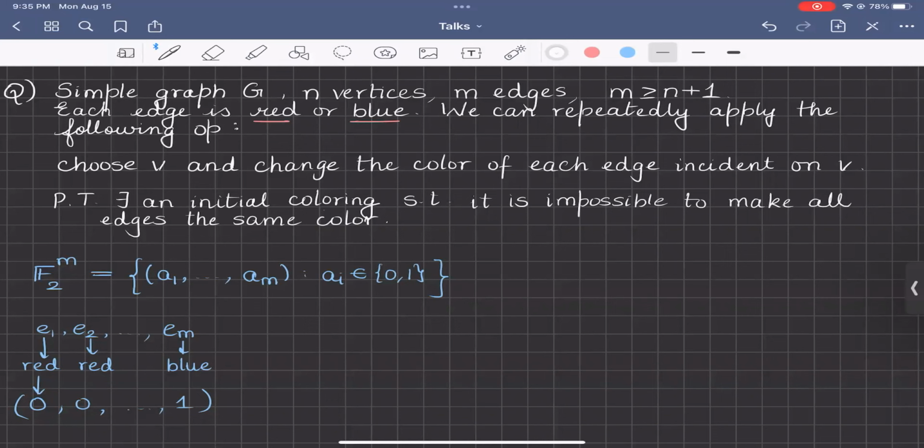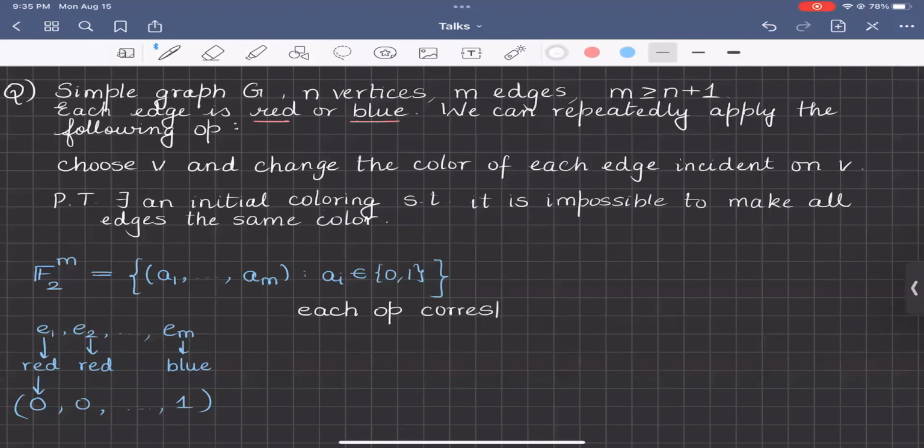Yes, but if some edges join to V, that edge color also changes, right? And so what is that operation? Exactly what are we doing? We are adding in some way. Exactly. So each operation corresponds to addition actually.